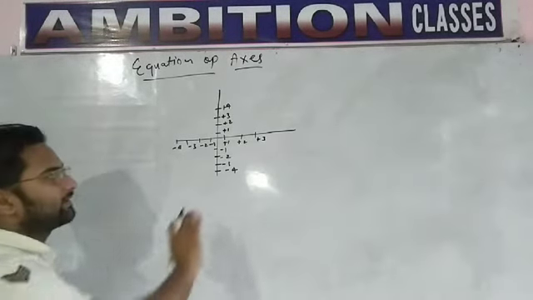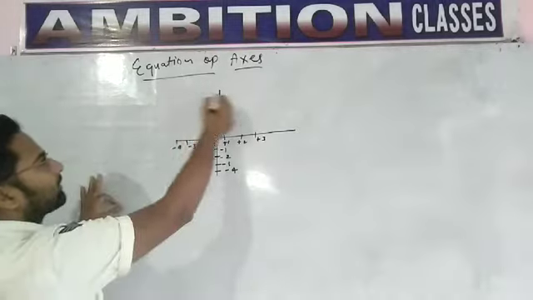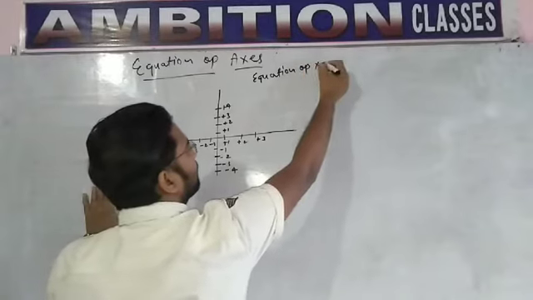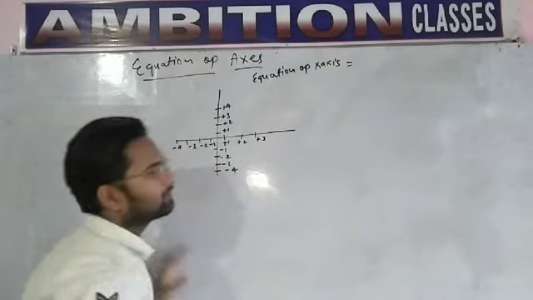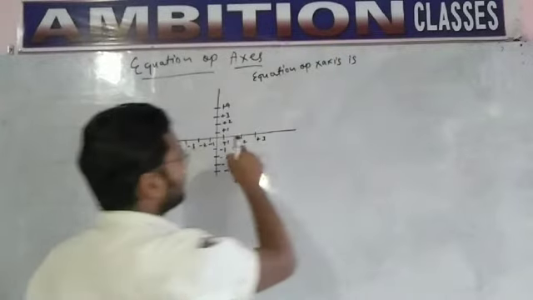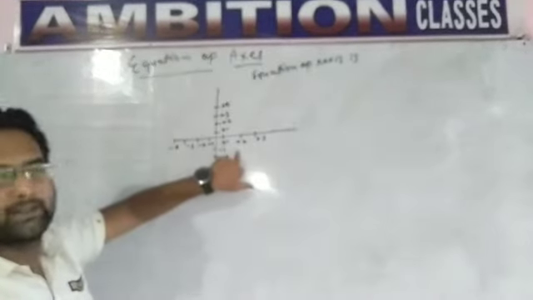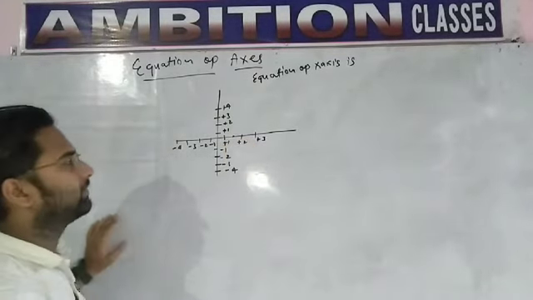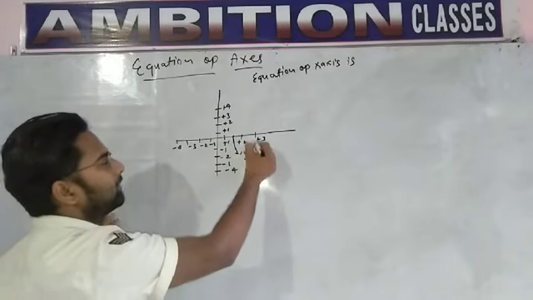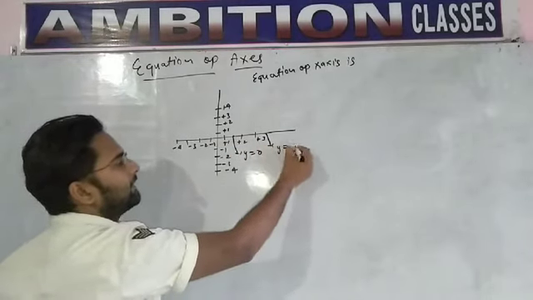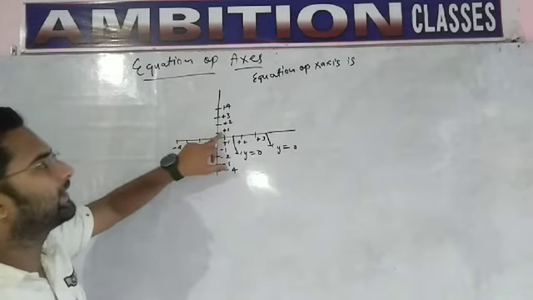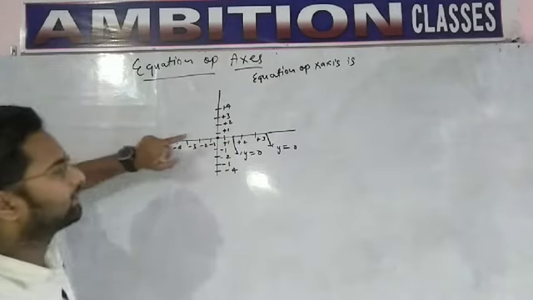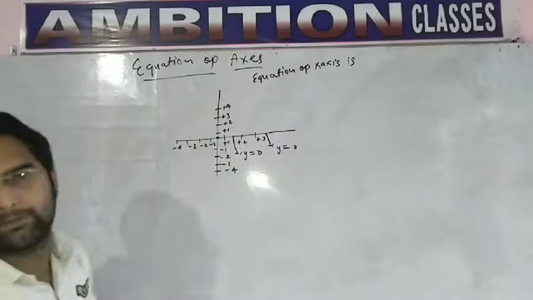Okay, students, let's see. Firstly, we have to learn equation of x-axis. What is the equation of x-axis? Students, on the x-axis, the value of y will be 0. It is because y starts from here. +1 will be here, and here it will be origin. So on the origin, the value of y will be 0.